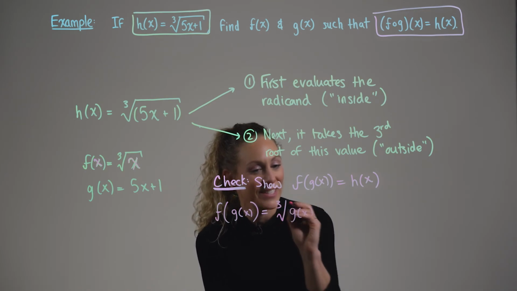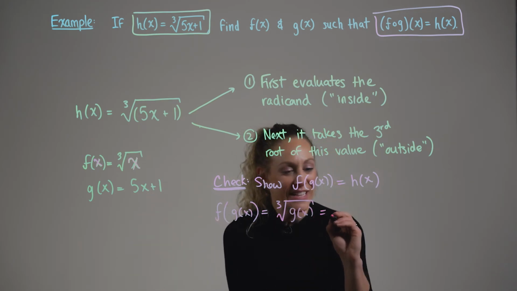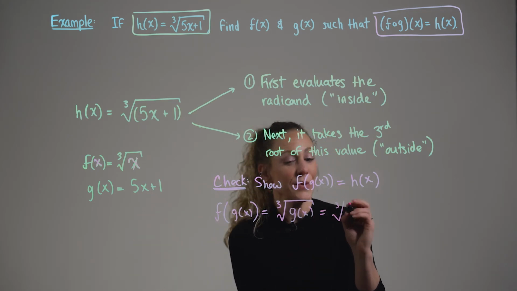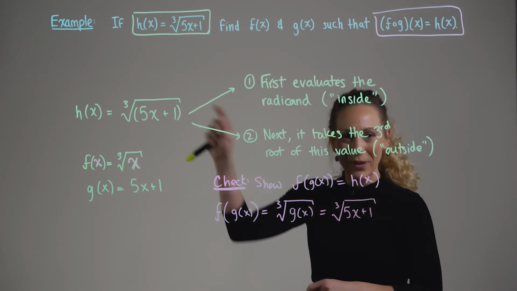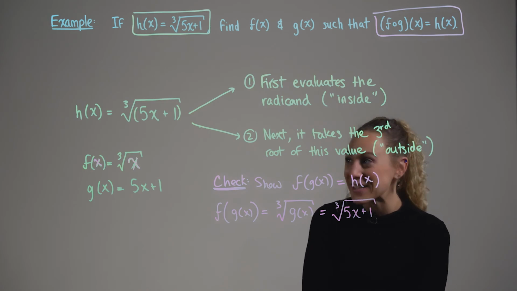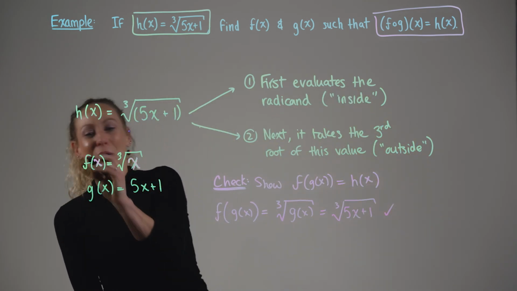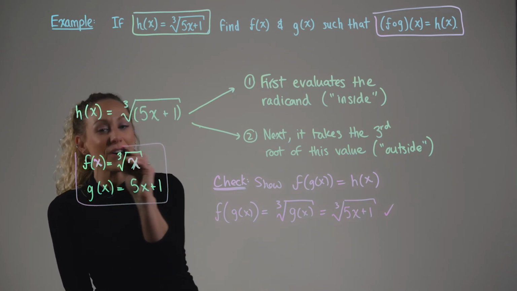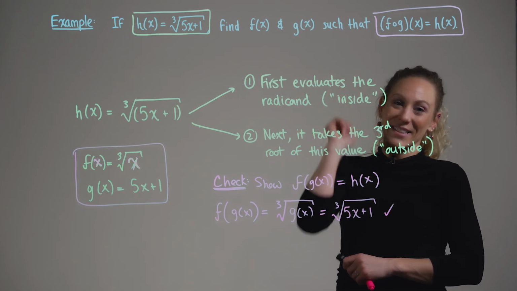g of x. And substituting the linear function in, this is equal to now the third root of 5x plus 1, which, lo and behold, is in fact the h of x we were looking for. Woohoo! So we can officially go ahead and say that, yes, these are the two functions that we can use to define this composition.